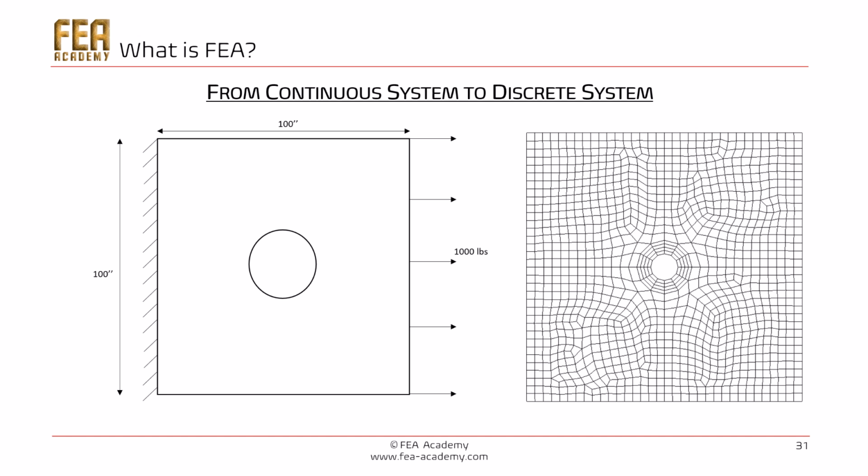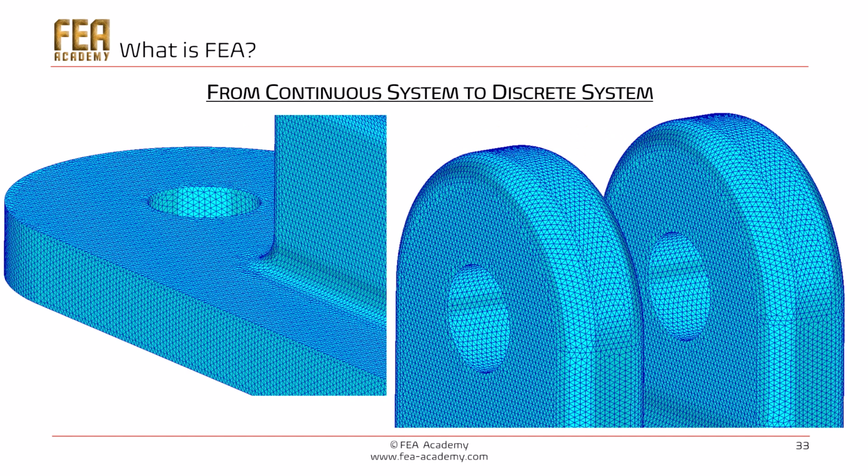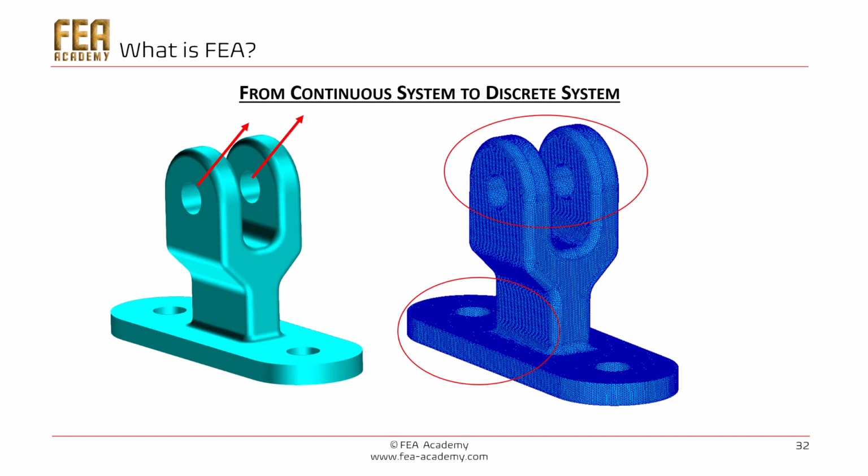So here are examples of discretizations. Here it is a simple plate with a hole in tension. Here we use a 2D discretization. Another example of a fitting discretized with solid elements. Here it is a detail of this fitting.